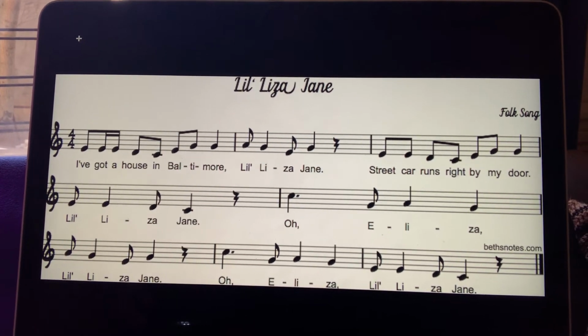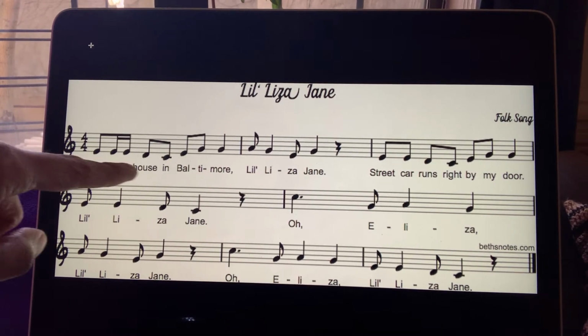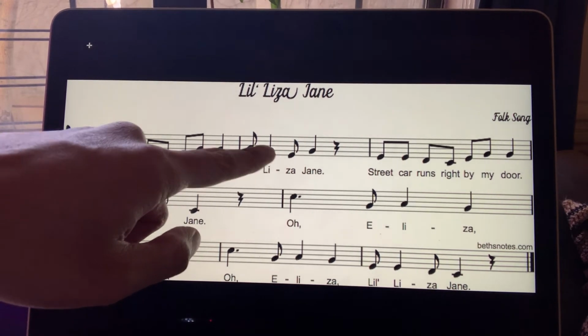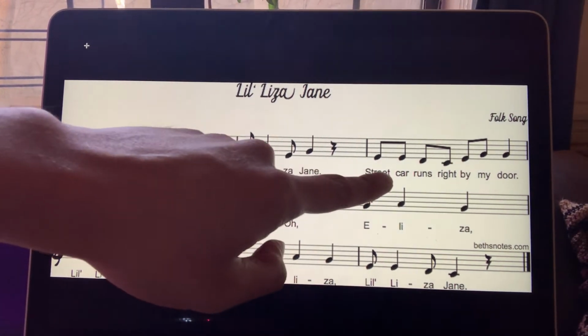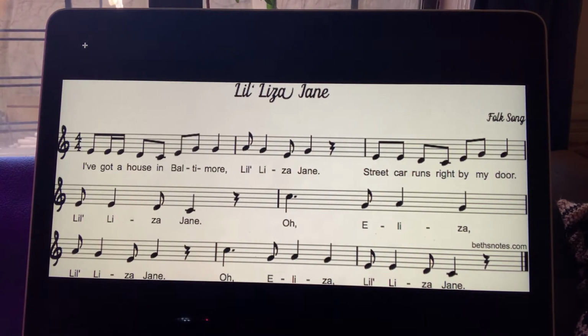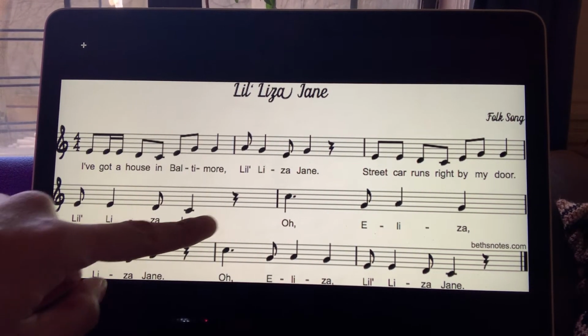One, two, sing, go. Ti-ti-ka. Keep going.